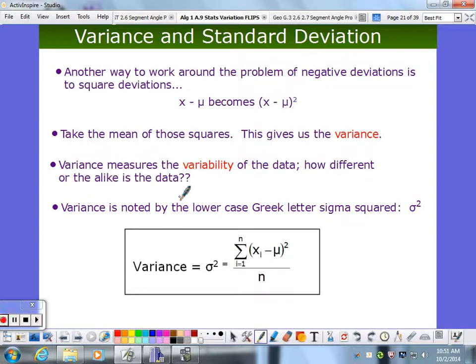Alrighty, so that's MAD. And so what I want to do now is move along a little bit here. We're going to look at something called variance and something called standard deviation. I'm saying here another way to work around the problem of negative deviation. What am I talking about? I don't know if you remember this.